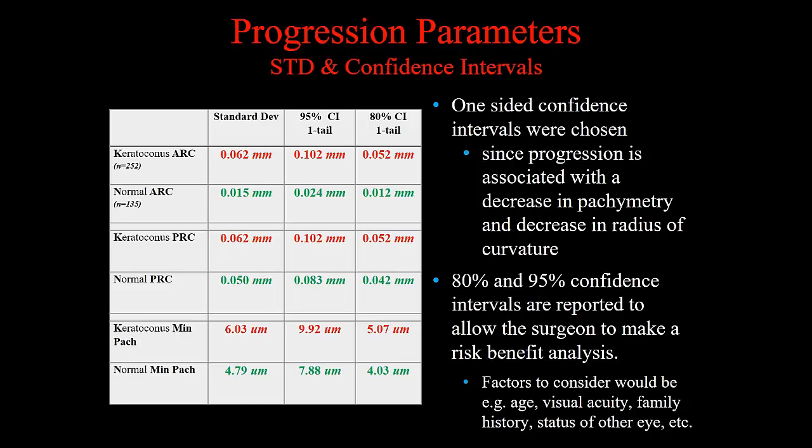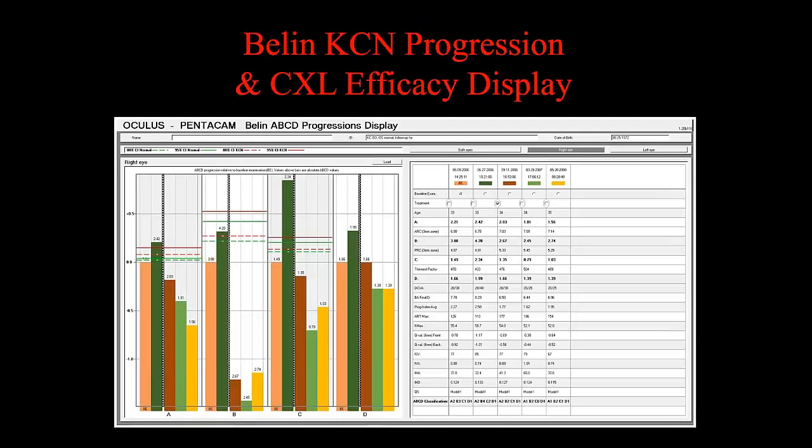So we looked at one-sided confidence intervals, and we looked at two confidence intervals, an 80% and a 95%. No magic reason we chose those numbers. We just wanted to allow the user to have flexibility to determine on their own what level of risk aversion they have. And this is what the display looks like. It looks confusing. It's actually fairly simple, and let me explain it all.